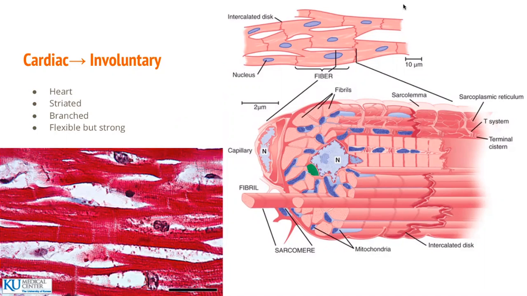However, all of these little blue cells right here, these are mitochondria. Notice how many mitochondria there are in one cardiac cell. There's a lot of mitochondria, which makes sense because your cardiac muscle is always working to pump your heart and to move blood through your circulatory system. So there's a very high energy requirement.